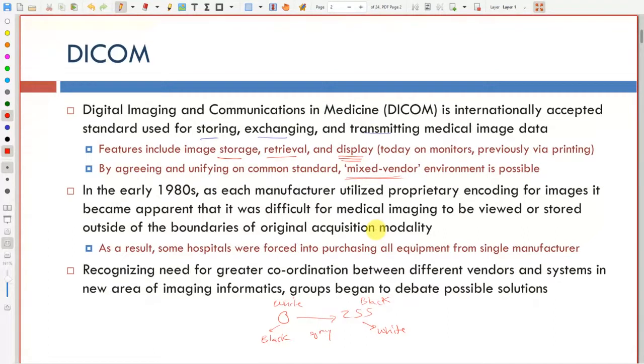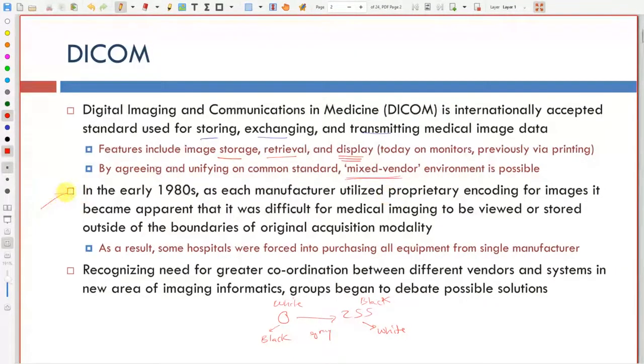You have to force such things with common standards, with a standard that applies to everyone, regardless of what they do. If you agree and unify such common standards, you allow for that mixed vendor environment. So if you have a certain PACS system, for example, and you want to get a reading workstation, you can get it from anyone. You don't have to get it from the same vendor, or get an RIS from the same vendor. You can get an RIS from a very different vendor. This is very important.